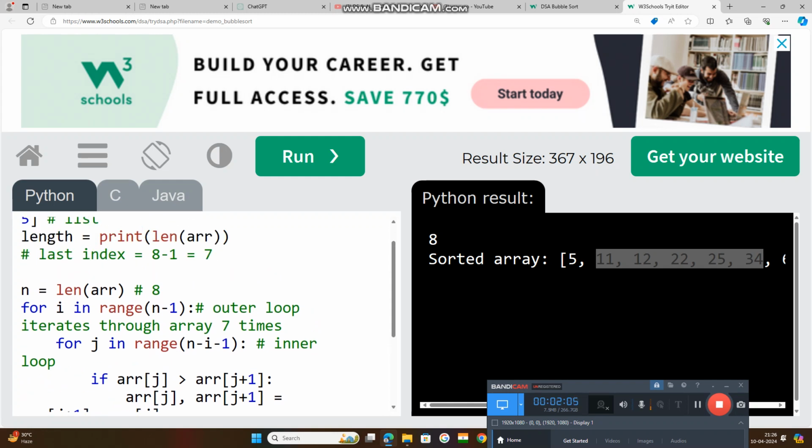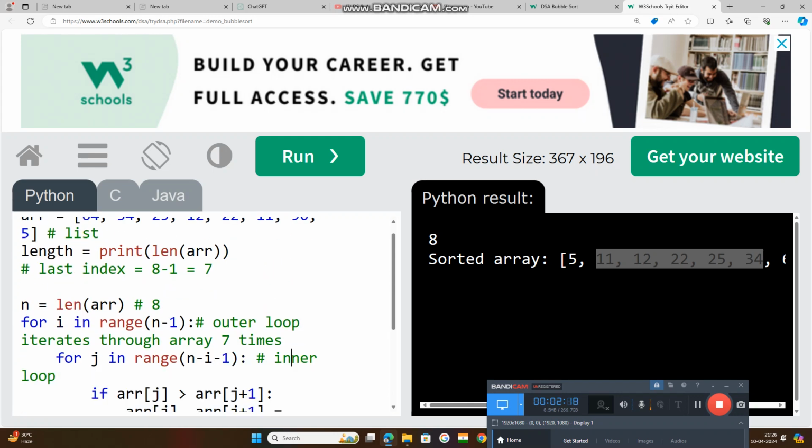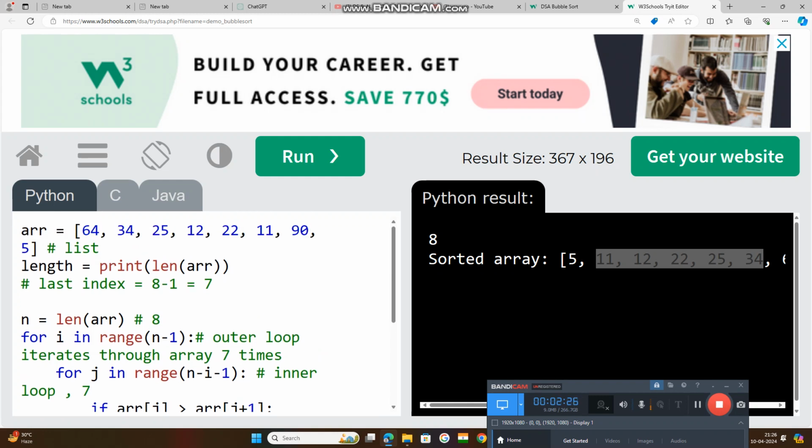So whenever i is equal to 0, the first time, what will the value be? This will be omitted. So 8 minus 0, minus 1. So the inner loop values will be what? 7 values. Why? Because the first time these two values will be taken, compared and swapped. Next, this will be omitted, so now the values will be 7 values.